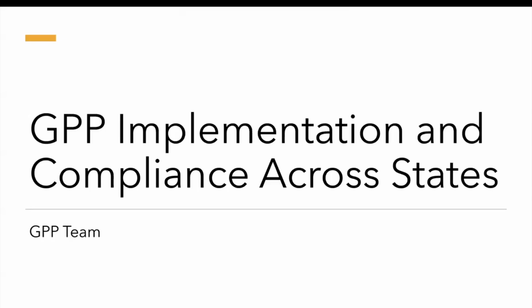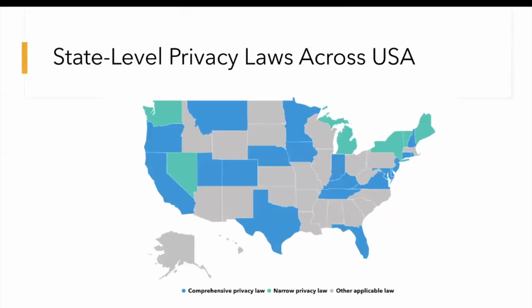Hello everyone. Today we are presenting our research into GPP implementation and compliance across different US states. Starting with the CCPA in 2018, several US states have introduced their own legislation with the intent to preserve the privacy and protection of their residents' personal data. While these bills are a major step towards privacy protection, it begs the question, how can websites make sure they're actually in compliance with the laws they are subject to?